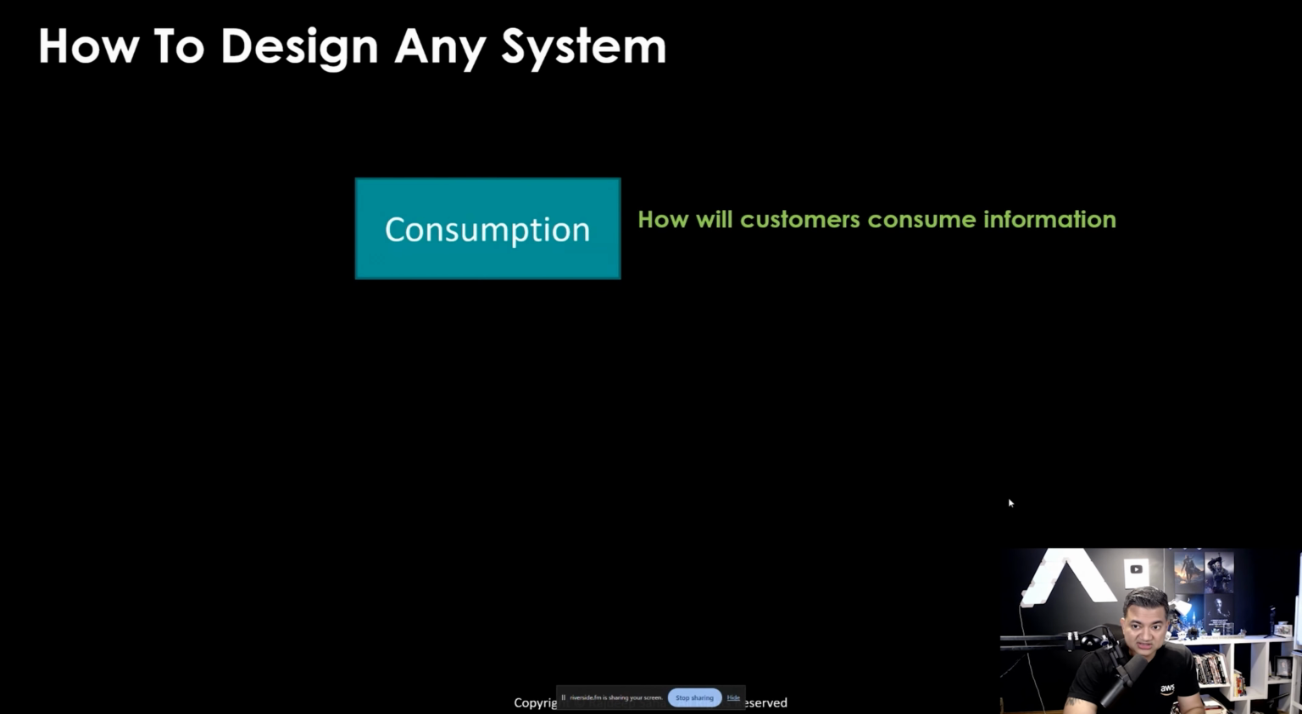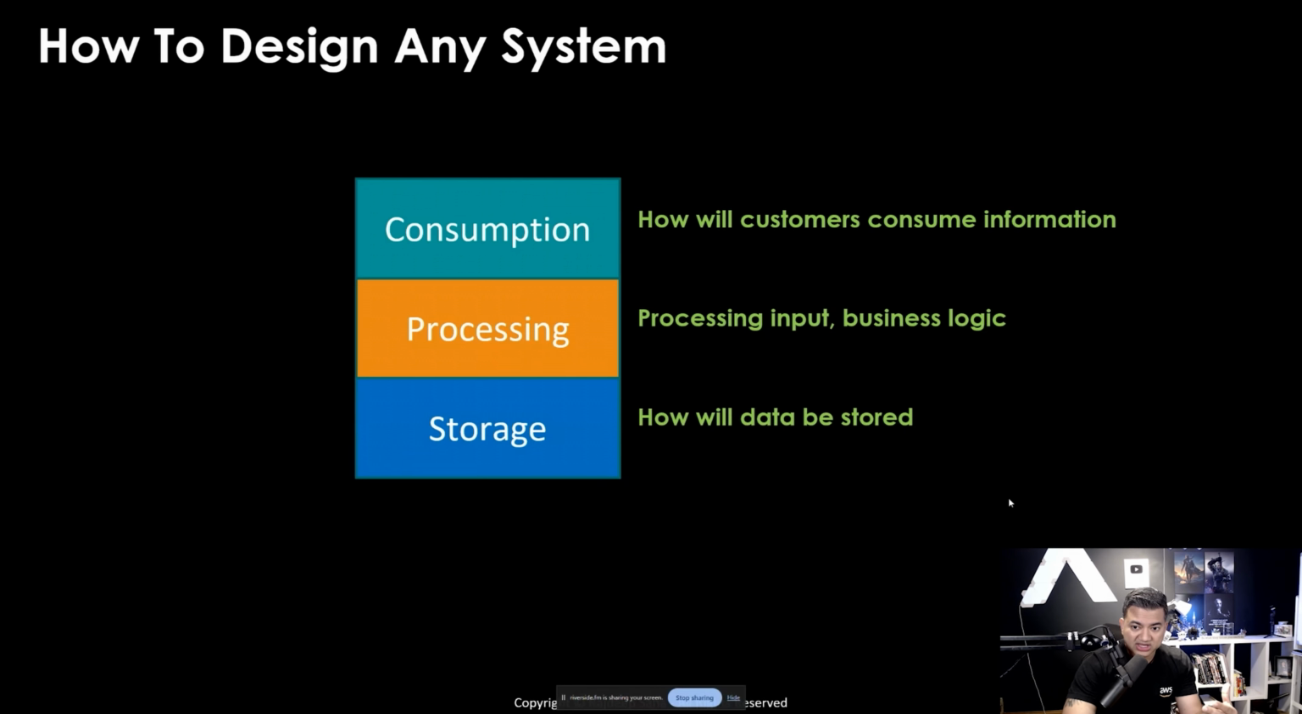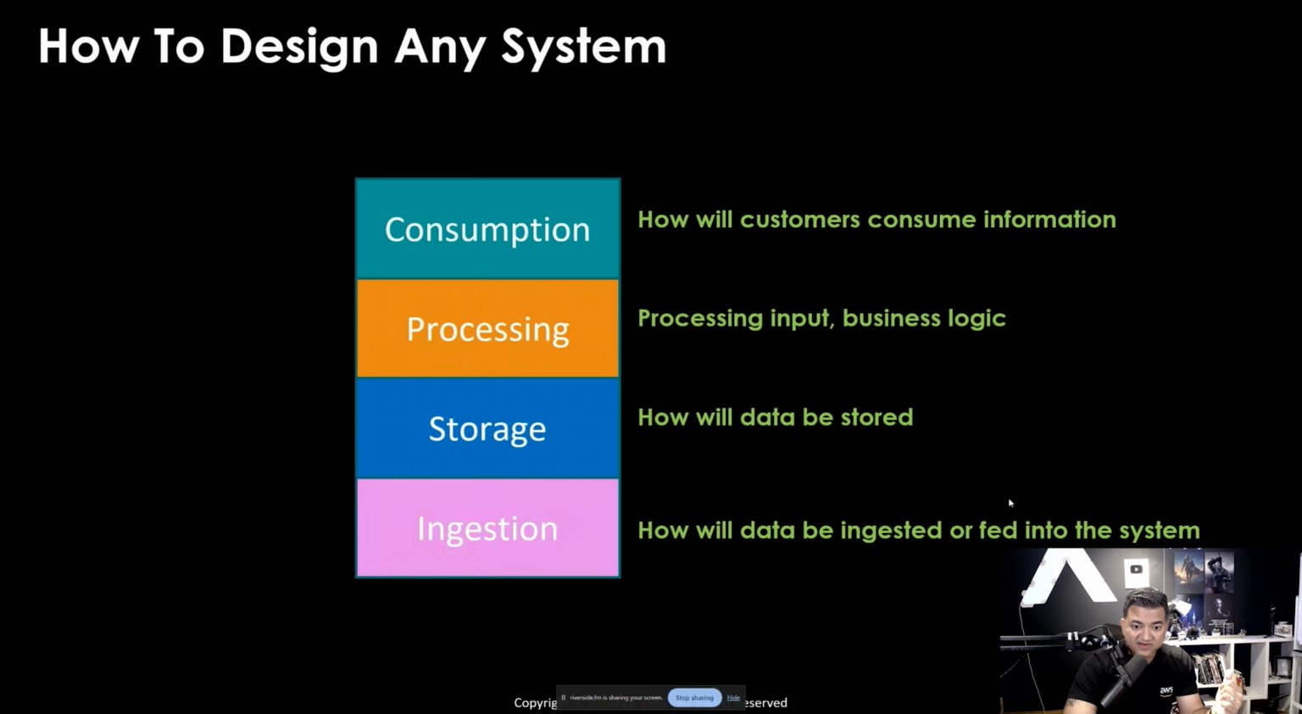Let's say one chunk is consumption, as in how customers will consume information from your system. In a three-tier architecture, which is a very popular architecture, you could think of the users coming to your website. Next is the processing part, where you are processing the user input and executing some business logic. The next block is storage, as in how your data will be stored. And the final block is ingestion, as in how data will be ingested or fed into the system. I'll give an actual example in a couple of slides.